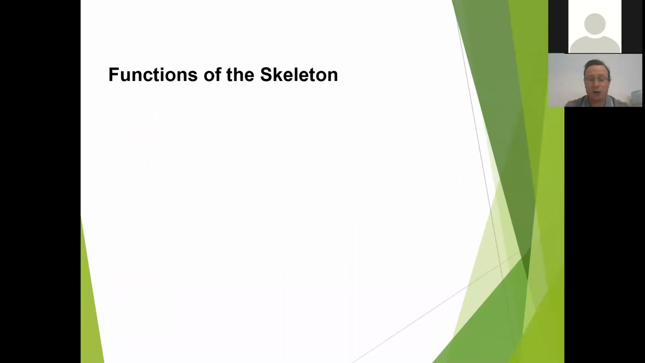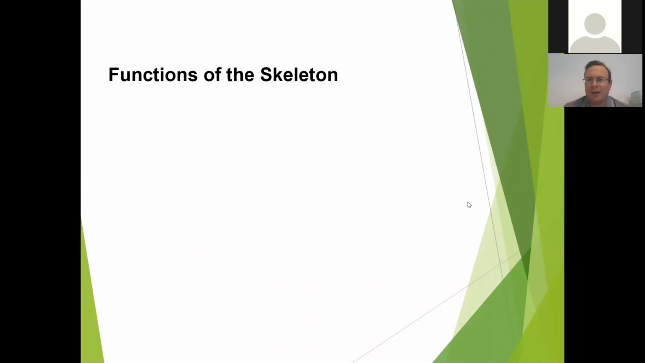So, in terms of functions of the skeleton, you can ask the question, why do we have one? If we can just pop in the chat box what the functions of the skeleton are, we should be able to cobble together 5 or 6 as a group. So, just start writing in the chat box below. Let's see what comes in. Let's start putting it together.